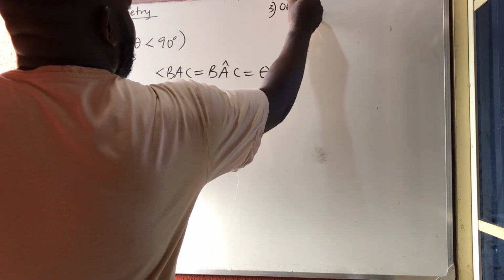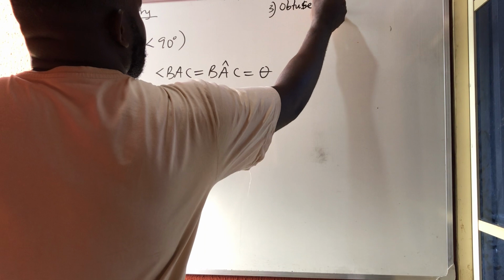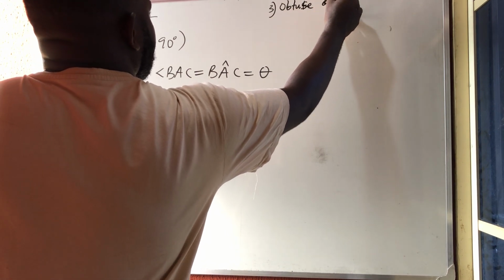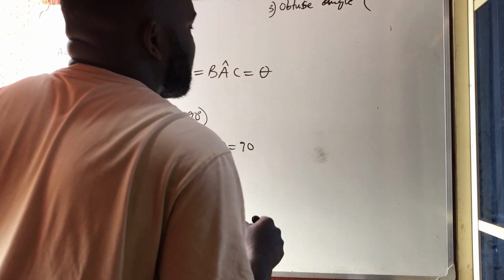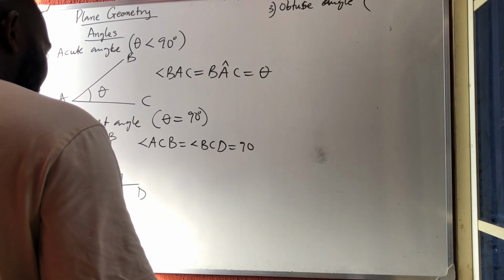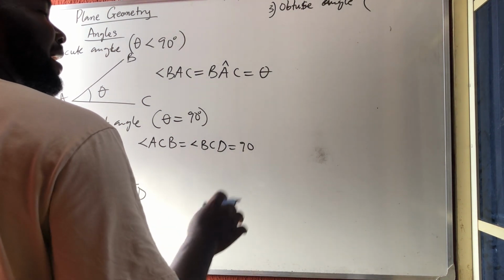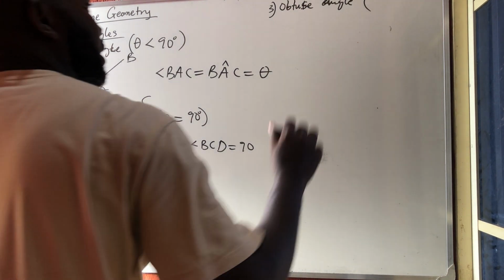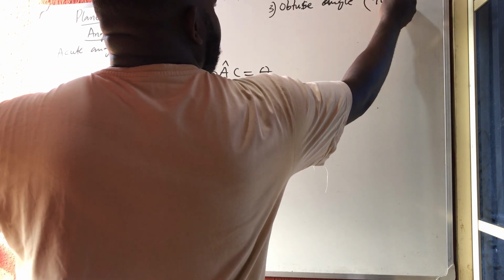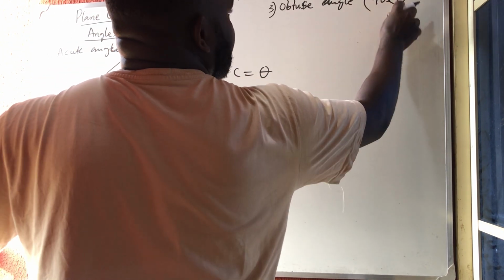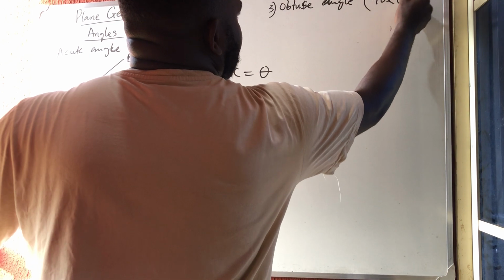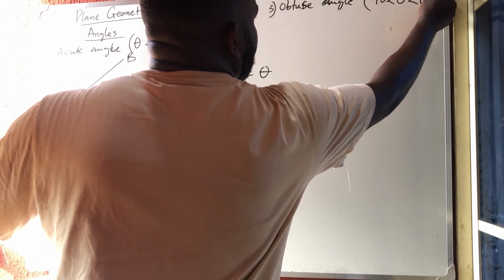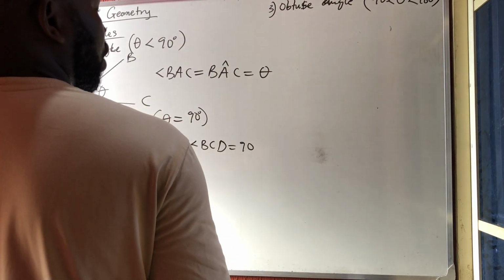Now the next one is the obtuse angle, number 3. An obtuse angle is any angle that is greater than 90 but less than 180. So 90 is less than theta, which means theta is greater than 90, and theta is still less than 180. That is what we call an obtuse angle.